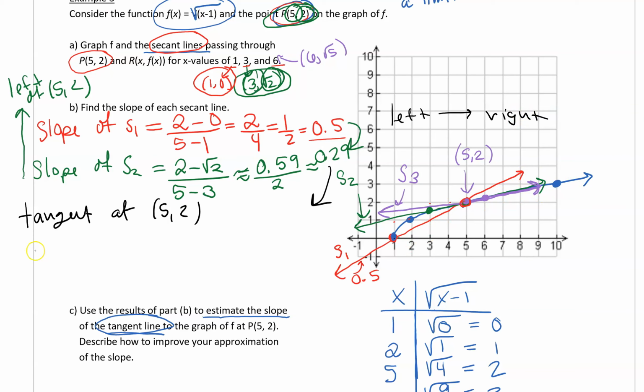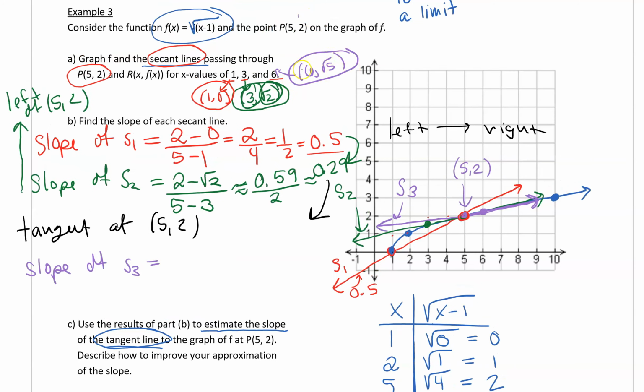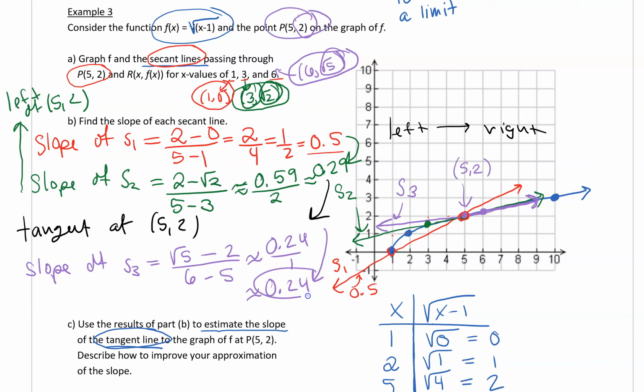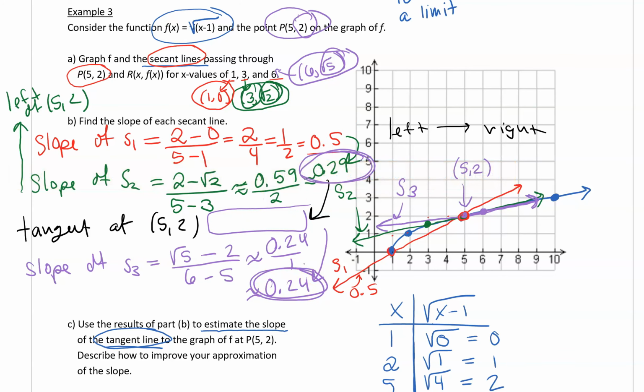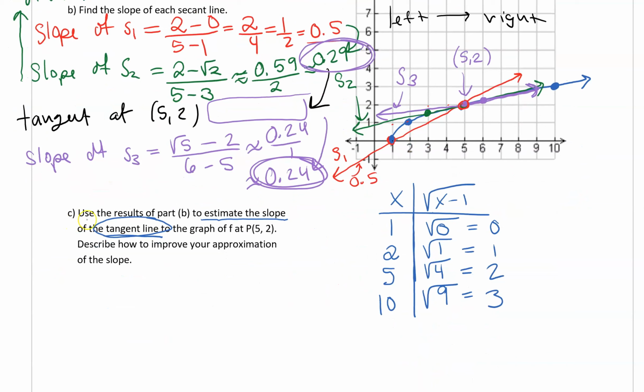And then the secant slope of the third line, so that would be connecting the point 6 comma rad 5 with 5 comma 2. So again, to find that slope, I'm going to do the y coordinates, but this time I'm going to subtract the other way since 6 comma rad 5 is on the right side. I'm going to do square root of 5 minus 2 over 6 minus 5. So you see that is about 0.24, so even less steep, right? So they gradually got less and less steep, and I imagine the slope of the tangent is somewhere between that 0.29 and that 0.24. And that's what the last part of this problem wants us to do.